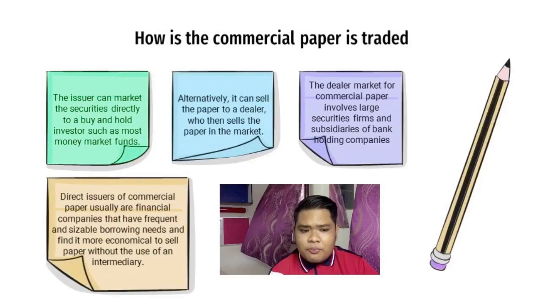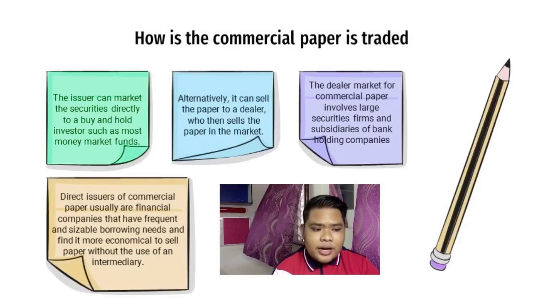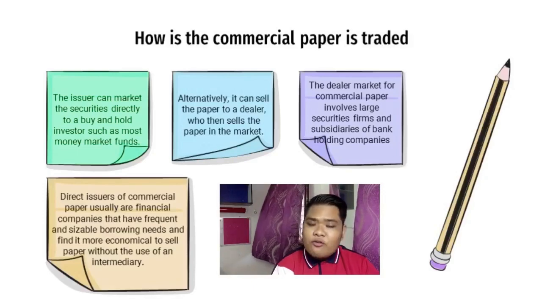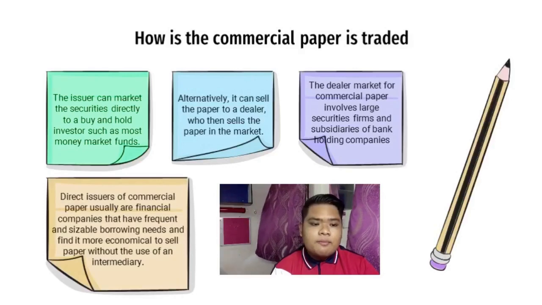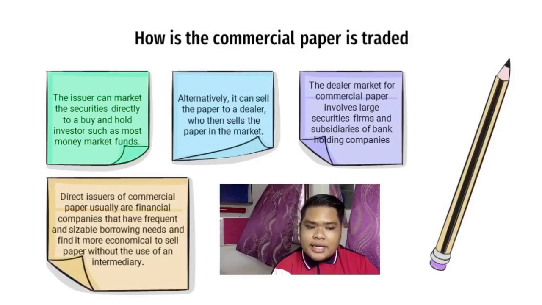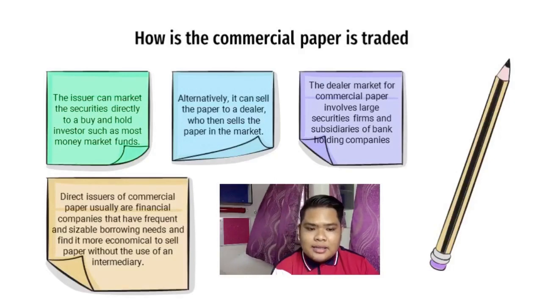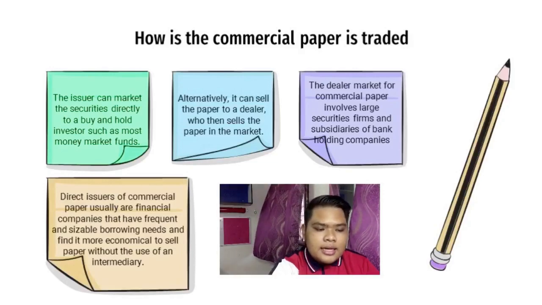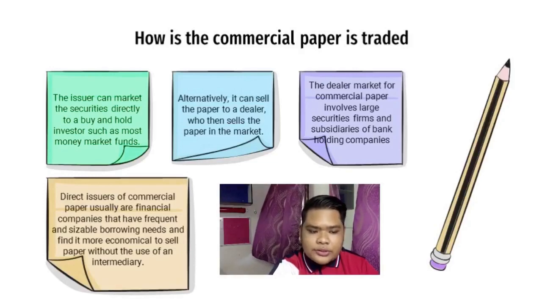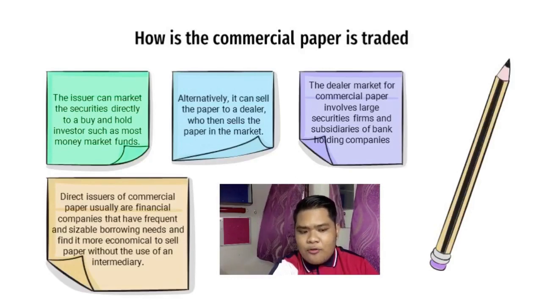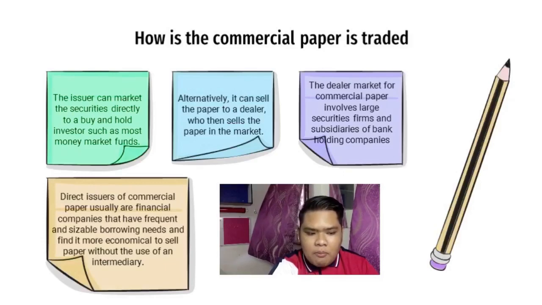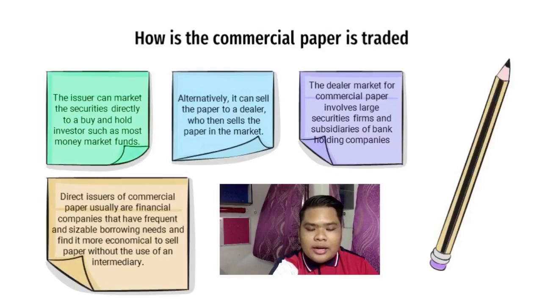Next is how commercial paper is traded. First, the issuer can market the security directly to buy-and-hold investors such as most money market funds. Alternatively, it can sell the paper to a dealer who then sells the paper in the market. The dealer market for commercial paper involves large securities firms and subsidiaries of bank holding companies. Direct issuers of commercial paper are usually financial companies that have frequent and sizable borrowing needs and find it more economical to sell paper without the use of an intermediary.